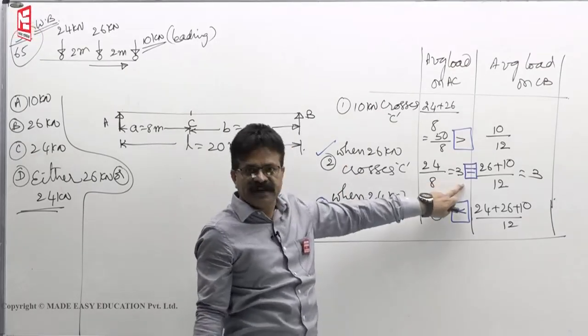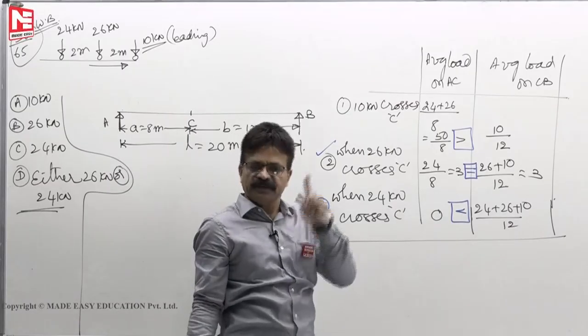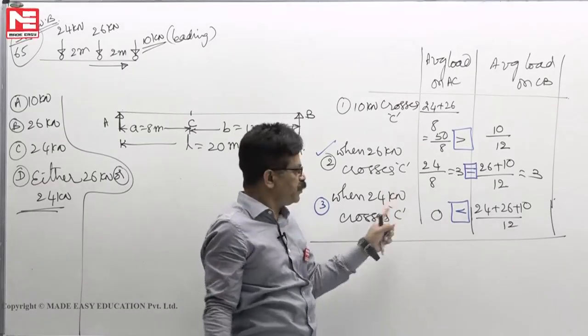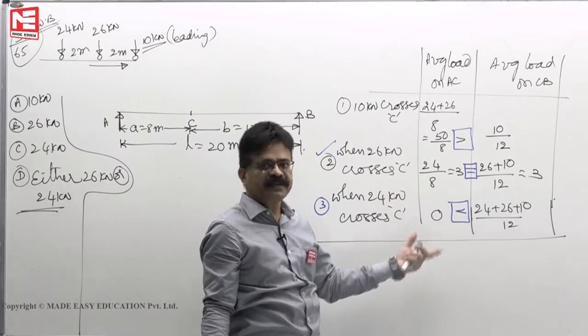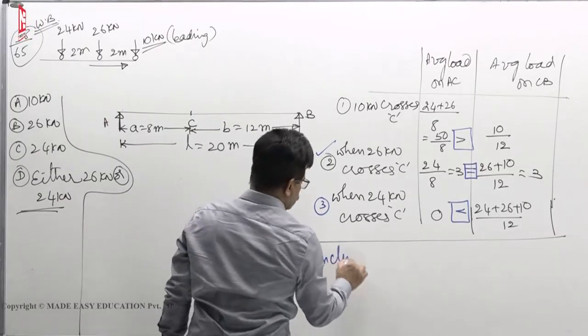If this equal is not there, say, and greater to less than happens, there is only one change of sign. So only under one load, whichever load it changes its sign under, there it will happen. So your conclusion is like this.